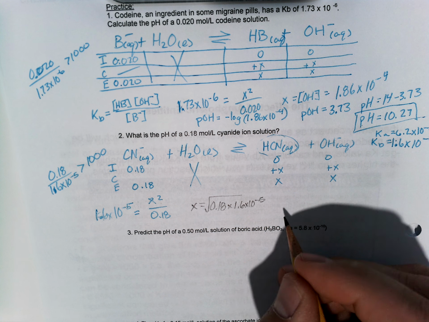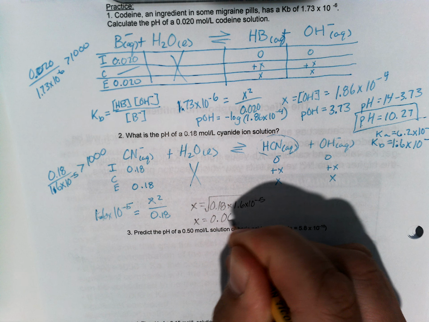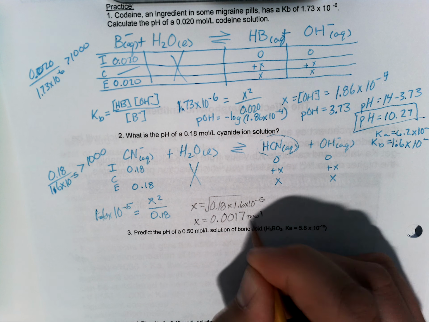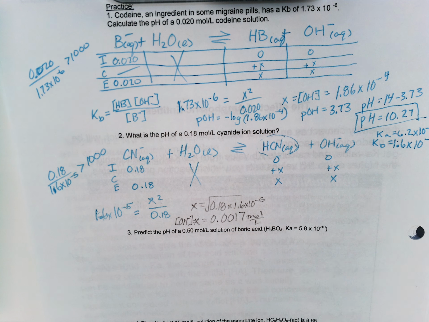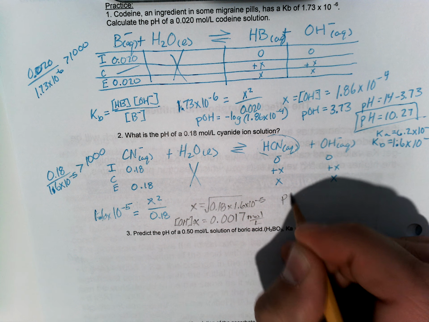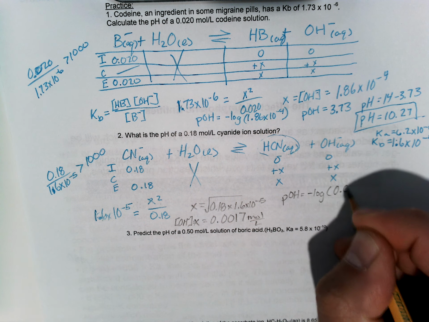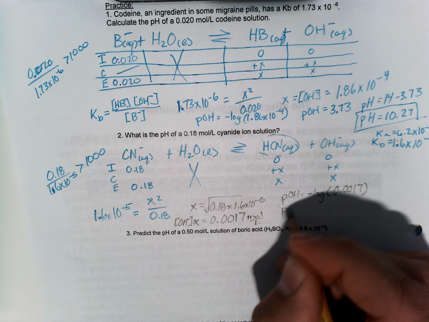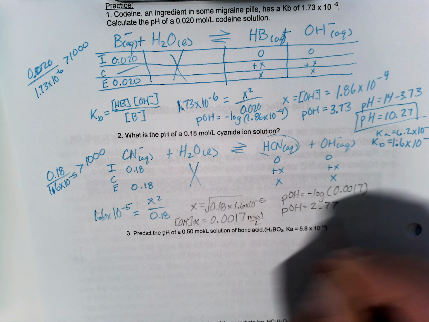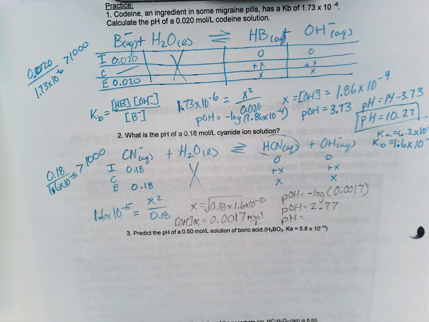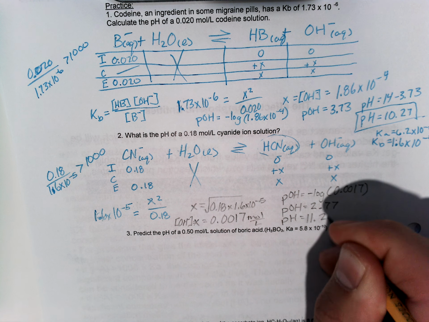Okay, so x equals 0.0017 moles per liter. So again, that's the concentration of hydroxide. So now that we have that, we can use pOH equals negative log of our concentration of hydroxide, so 0.0017. So our pOH is equal to 2.77, and so our pH would be 14 minus this number, so 11.23. That would be our answer.